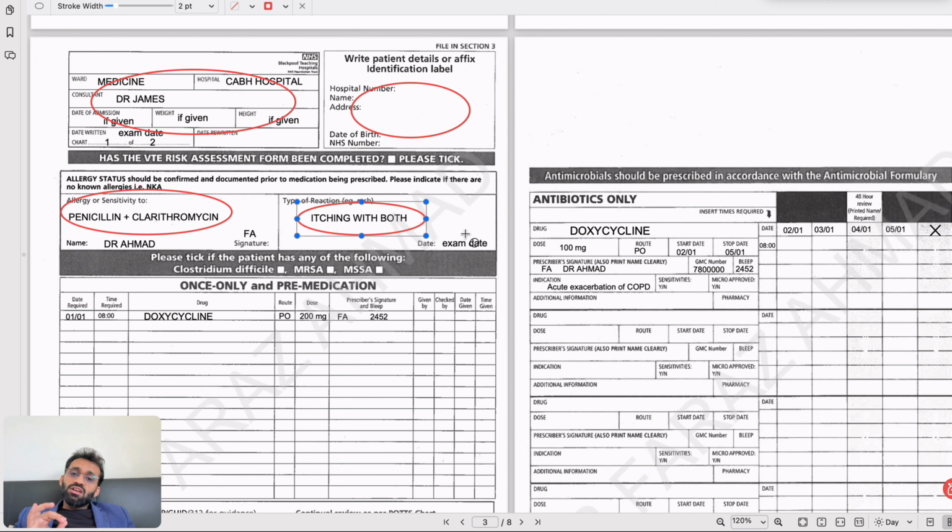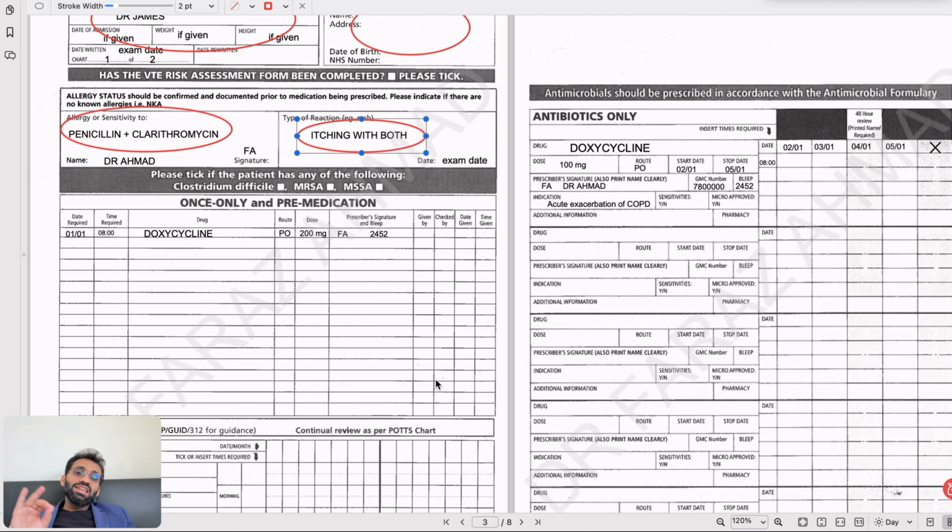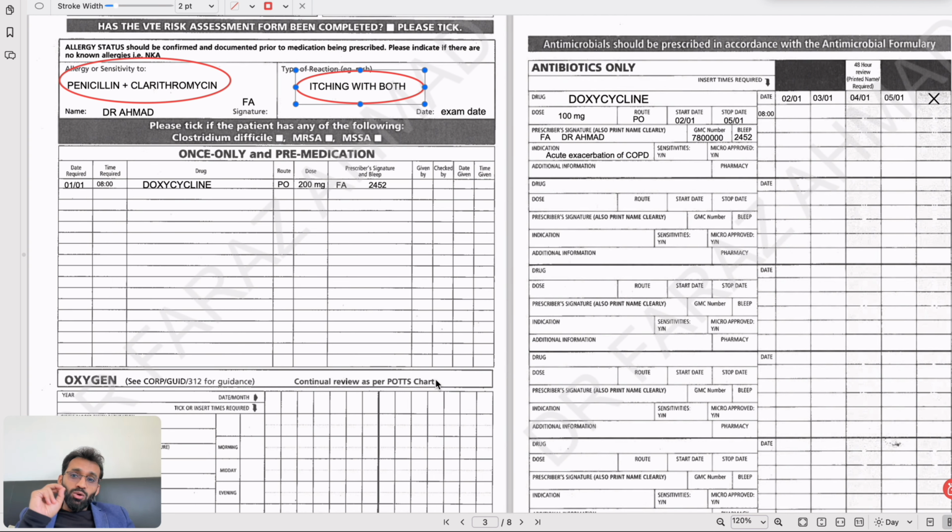As the task of this medication is doxycycline, and as I told you previously, we give the loading dose of doxycycline 200 mg just once. And I told you as well, you have to write the loading dose in the once only section. So that's the reason we have written the date of the drug, the exam date, and you will write the time, and the drug is doxycycline, and we are writing the doxycycline loading dose. That was per oral 200 milligram. Then you will sign and put the bleep number over here.